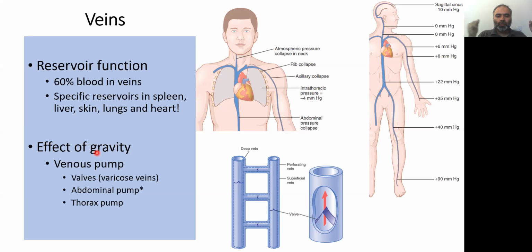Okay. So what's the big deal here? Why are we making such a big deal of the effect of gravity and the venous pump? Well, as I just said, its relation with the cardiac output. So venous return is directly proportional to cardiac output, right? And venous return depends on the ability of the venous system to bring back all the material, all the blood back to the heart so that it can pump, right?